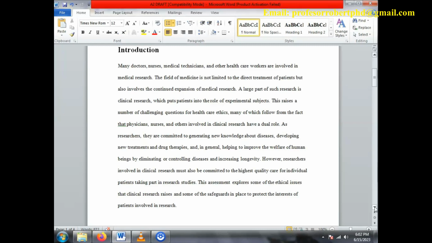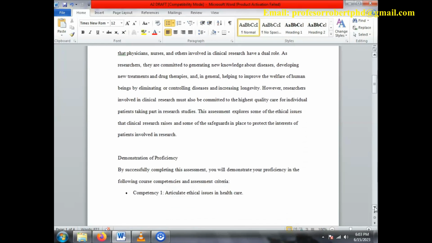As researchers, they are committed to generating new knowledge about diseases, developing new treatments and drug therapies, and, in general, helping to improve the welfare of human beings by eliminating or controlling diseases and increasing longevity. However, researchers involved in clinical research must also be committed to the highest quality care for individual patients taking part in research studies. This assessment explores some of the ethical issues that clinical research raises and some of the safeguards in place to protect the interests of patients involved in research.